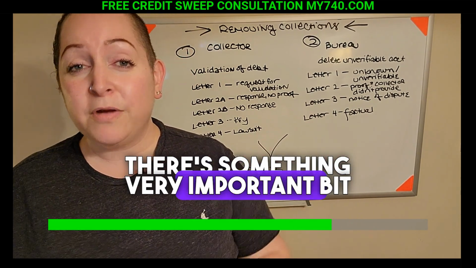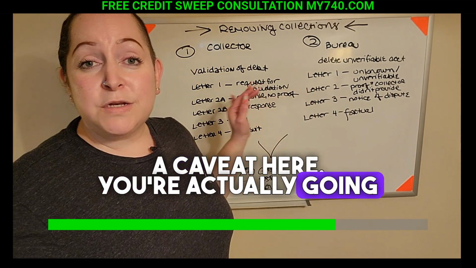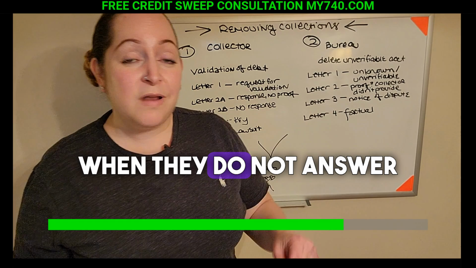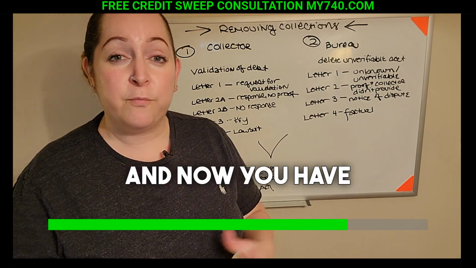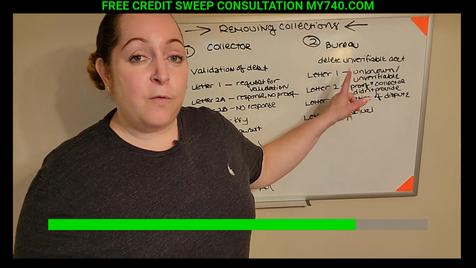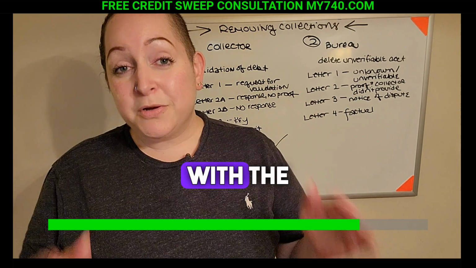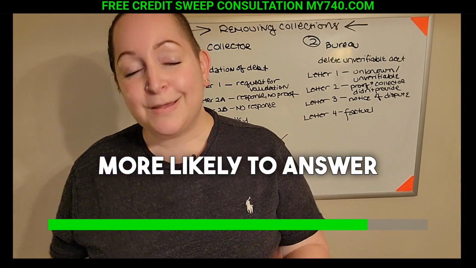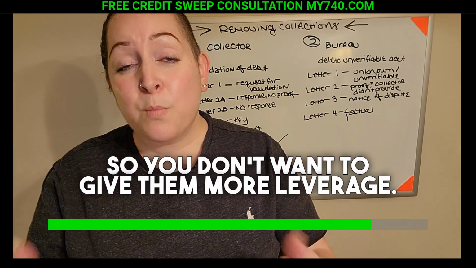There's something very important, a bit of a caveat here. You're actually going to dispute with the collector first, and on the 30th day when they do not enter that notice of dispute, and now you have proof, report 1 and report 2, you're actually going to now send out letter 1 to the bureaus. If you dispute with the bureaus at the same time or the bureaus first, they are like 80 times more likely to enter that notice. So you don't want to give them more leverage.